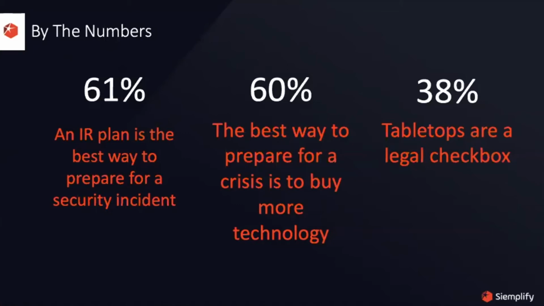And luckily, in July 2020, there was a report done by the Osterman Research, and they surveyed 402 cybersecurity professionals that run tabletop exercises in their organization. And they came with some interesting feedback. As you can see here, 61% of them said that the incident response plan is the best way to prepare for a security incident. They had 60% say that the best way to prepare for a crisis was to acquire more technology.